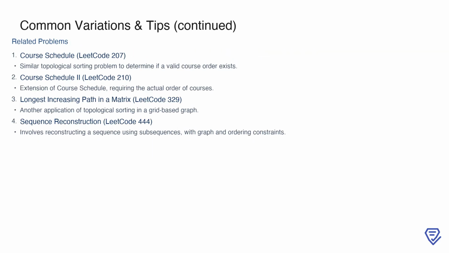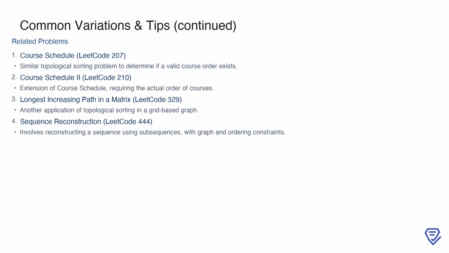The alien dictionary problem shares similarities with several other graph-based problems, which can help you draw connections and improve your understanding. For example, LeetCode 207, course schedule, is a classic topological sorting problem where you determine if a valid course order exists. LeetCode 210, course schedule 2, builds on this by requiring the actual course order.